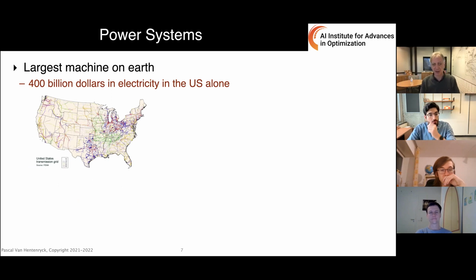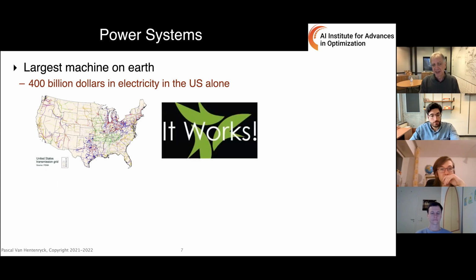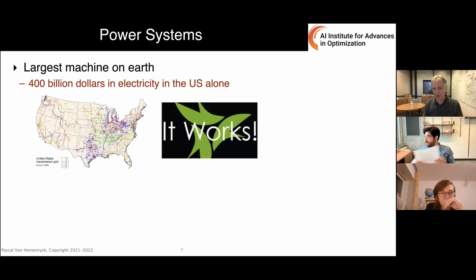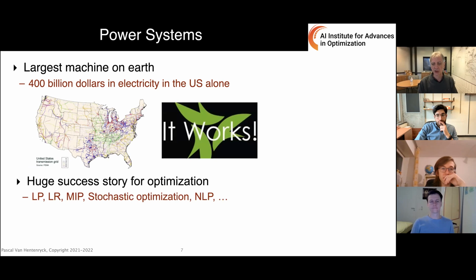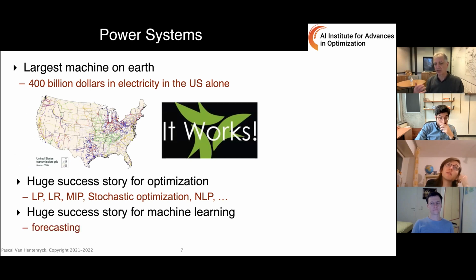Just in the United States, it trades about $400 billion in electricity. And as you know, we are capable of doing this talk because it works. We almost have electricity all the time. It's a very reliable system. It's a huge success story for optimization, although most of the public doesn't even know that optimization is being used, as well as forecasting and machine learning techniques.